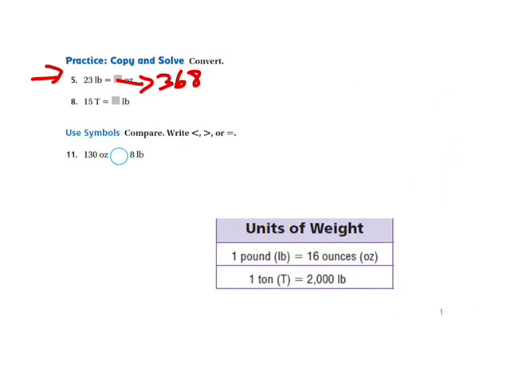And now I have 15 tons, and we want to convert that to pounds. So tons, of course, that's way bigger than pounds. It's 2,000 pounds. So we're going big to small again. So that is multiplying. And there are 2,000 pounds in a ton. So we multiply 15 times 2,000.